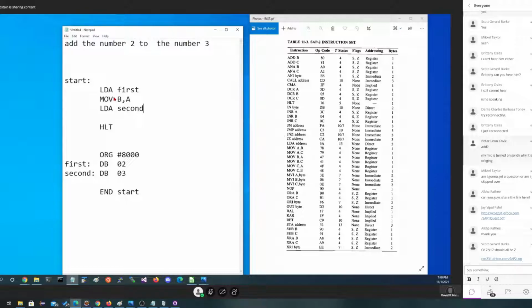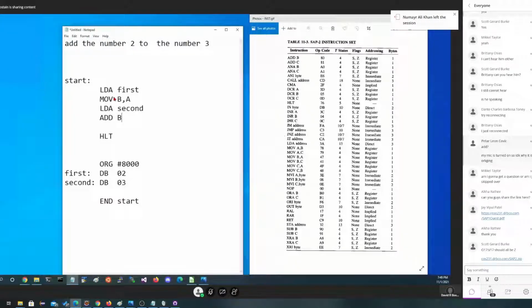Okay, what would be the next thing I need to do? Patricia? Add B. I put in add B, that's going to take B and add it to the accumulator. And now we don't know how to do an output instruction, but that would be the next thing we would do. So we'll just stick to the fact we now have the right answer in B.